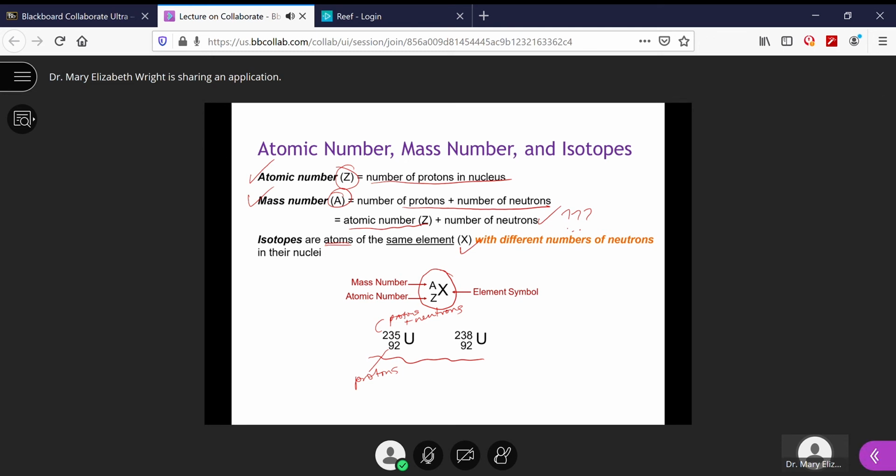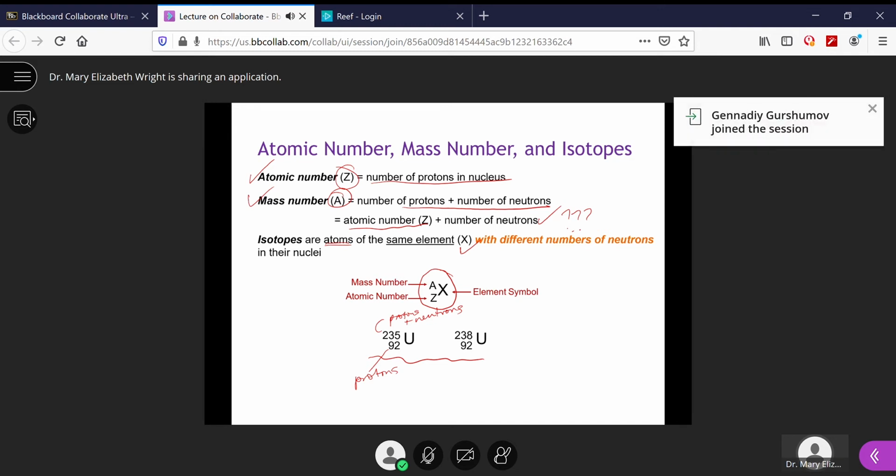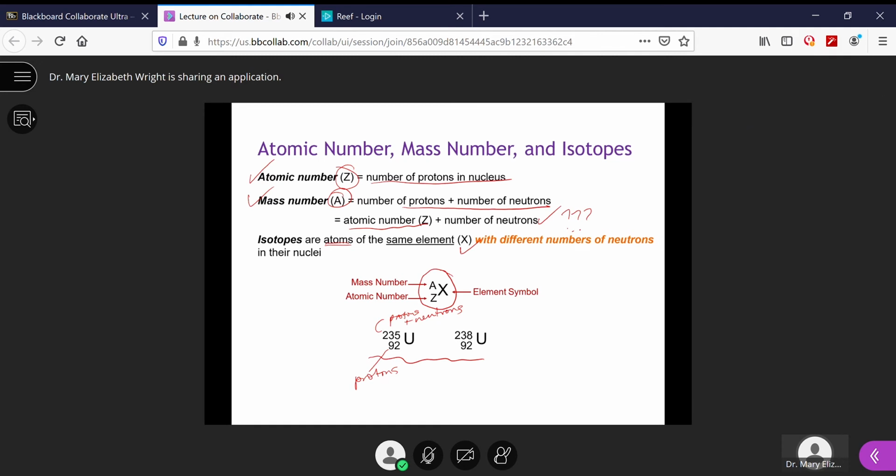Okay. Anyway, moving right along, as you surmised correctly, uranium-238 is heavier than uranium-235. Why? It has more neutrons in this particular isotope than uranium-235. So it's heavier. Pretty straightforward.